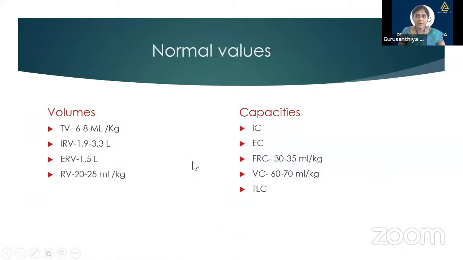So what are the normal values for these volumes and capacities? The tidal volume is 6 to 8 ml per kg. The inspiratory reserve volume is close to 2 to 3 liters. Expiratory reserve volume is 1.5 to 1.8 liters. The residual volume is 20 to 25 ml per kg. Then the FRC is 30 to 35 ml per kg. Vital capacity is 60 to 70 ml per kg. And total lung capacity is somewhere around 6 liters.